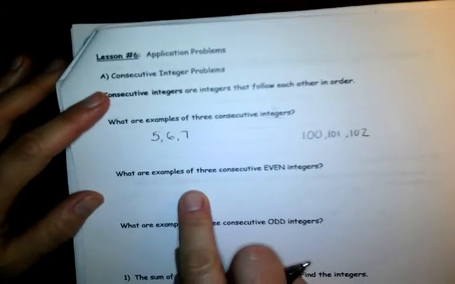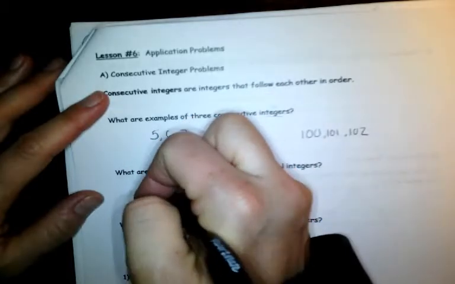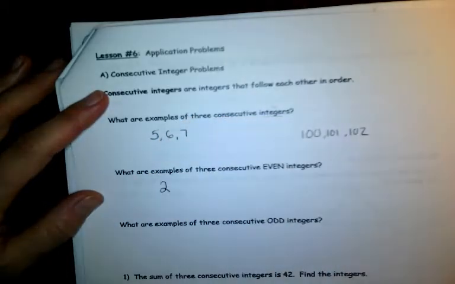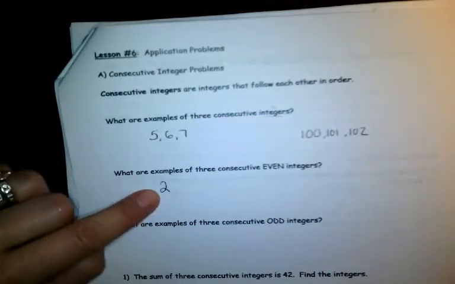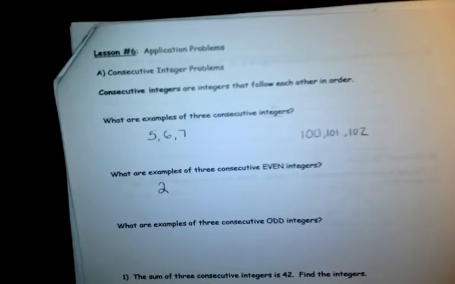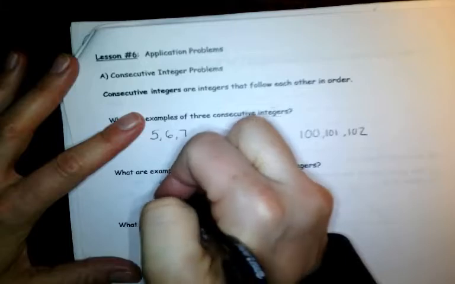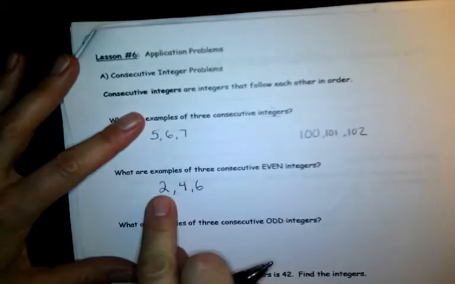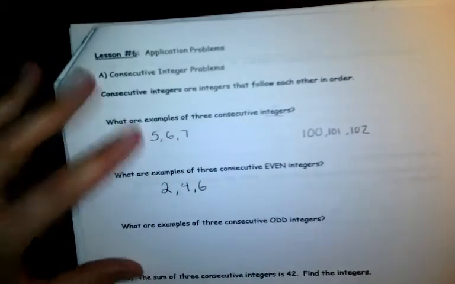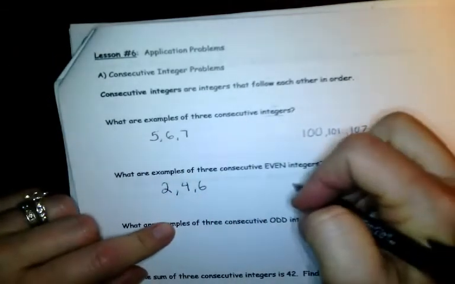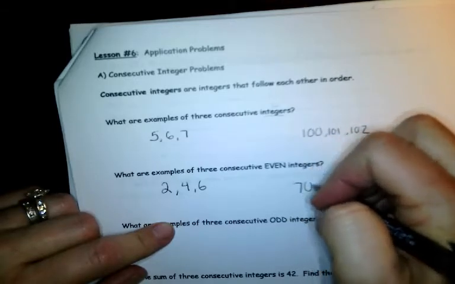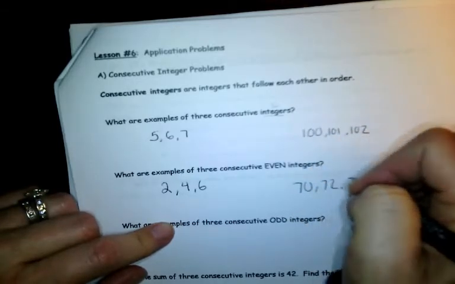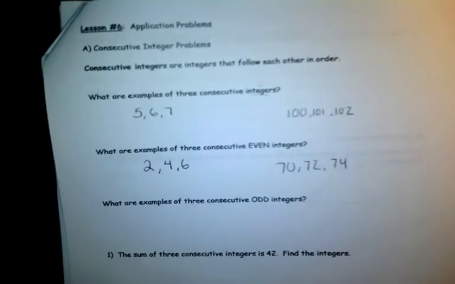What are examples of three consecutive even integers? So these are just integers in a row, but they have to be even. So we're not going to do 2, 3, 4, because 3 isn't even. Alright, so we're going to do 2, 4, 6. Those are three consecutive even integers. And then you could do 70, 72, 74. I mean, we could go on and on, right?